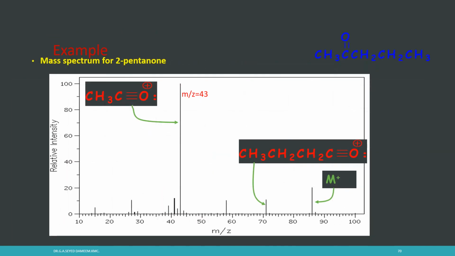This slide shows the mass spectrum of 2-pentanone. It gives a peak at m/z 86, that is the molecular ion peak. After the formation of the molecular ion, it eliminates a methyl free radical, forming another ion with mass 71, due to the ion CH3CH2CH2CO+. From the molecular ion, by the loss of a propyl radical, it gives another ion CH3CO+ with mass 43. So at m/z 43, that is the base peak. That ion has greater stability, and at m/z 86, that is the molecular ion peak, and the remaining peaks are daughter ion peaks.